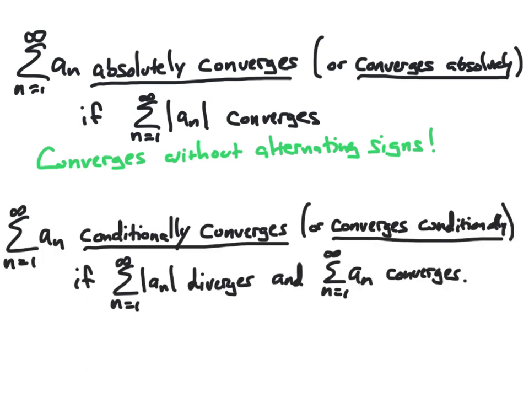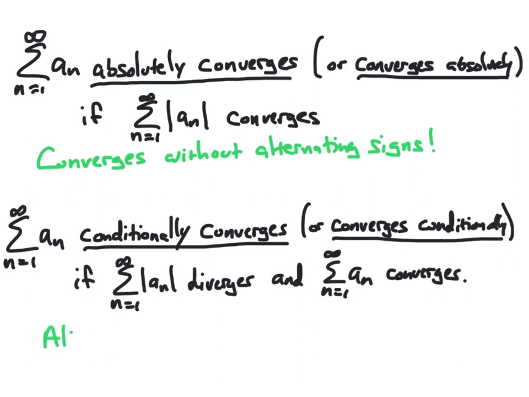The second type of convergence is called conditional convergence. And here we say that the series from n equals 1 to infinity of a sub n conditionally converges, or converges conditionally, if the series of absolute values diverges and the original series with just the term a sub n converges.